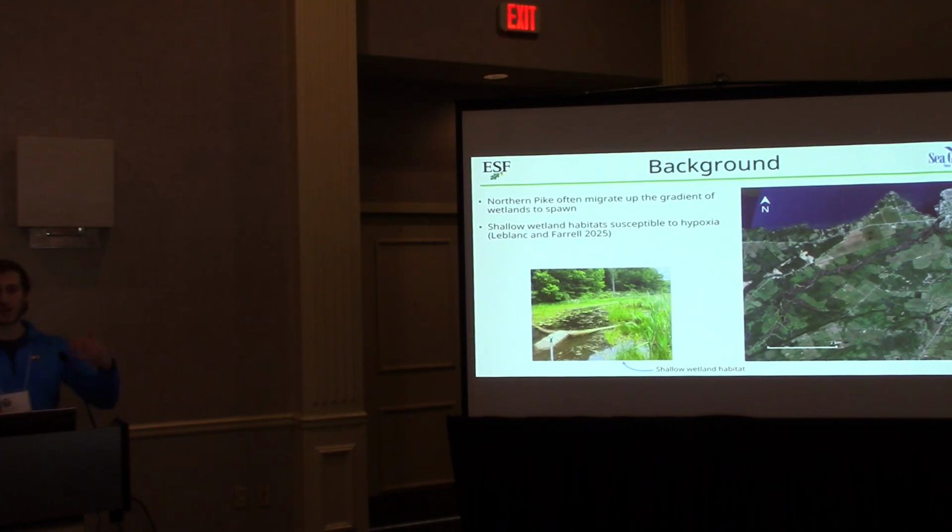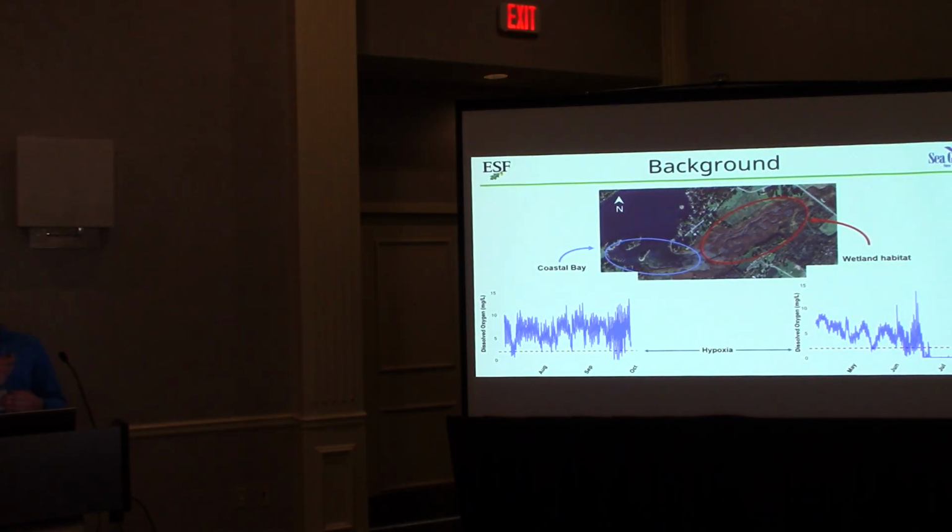As the summer draws on, the conditions tend to get more and more hypoxic, and what we see then is these young-of-year northern pike migrating back from these shallow wetland habitats back out to the bay where their parents came from in the first place. You can see why a fish might want to do that, because if we look at dissolved oxygen over time in both of these habitats, these wetland habitats, by June or July, they're starting to get hypoxic or even completely anoxic, and that usually continues throughout most of the summer. Conversely, over in the coastal bay or embayment habitat, it's pretty much completely normoxic throughout the entirety of the summer.